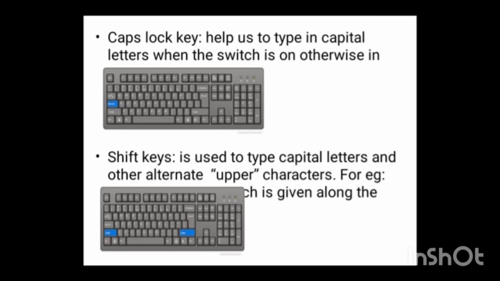Next comes the shift keys. You can see 2 shift keys on the keyboard. That is in blue color. Okay. Used to type capital letters and other alternate upper characters. For example, if you want to type any symbols along with the numbers, you have to press the shift key and press the number which you want.